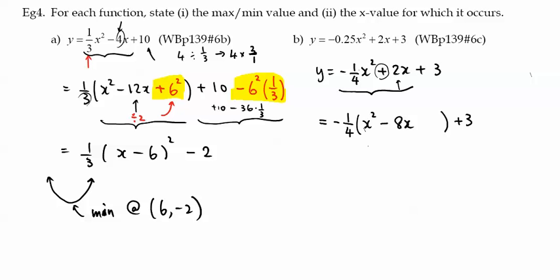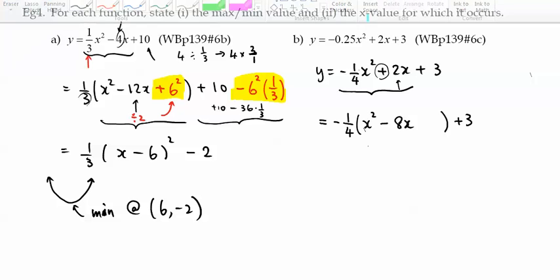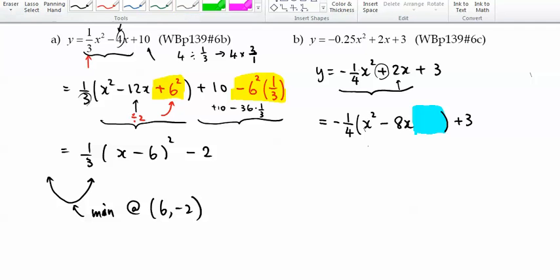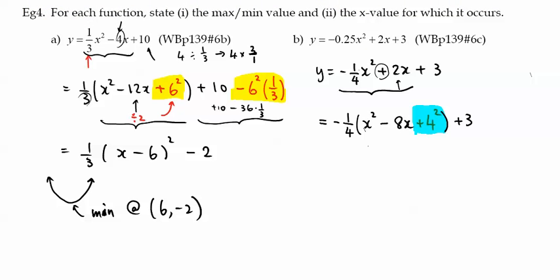We can then come up with a perfect square. You need a perfect square inside the bracket to complete the square. What is the number that should go here? 4 squared, yes. You want to add 4 squared inside the bracket. You can use a 16, that's fine. 4 squared will be 16.